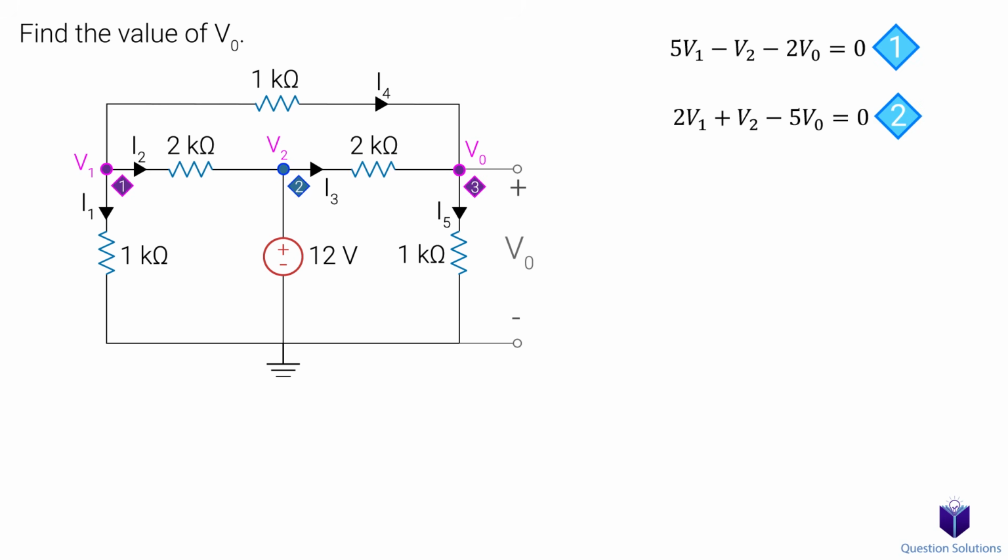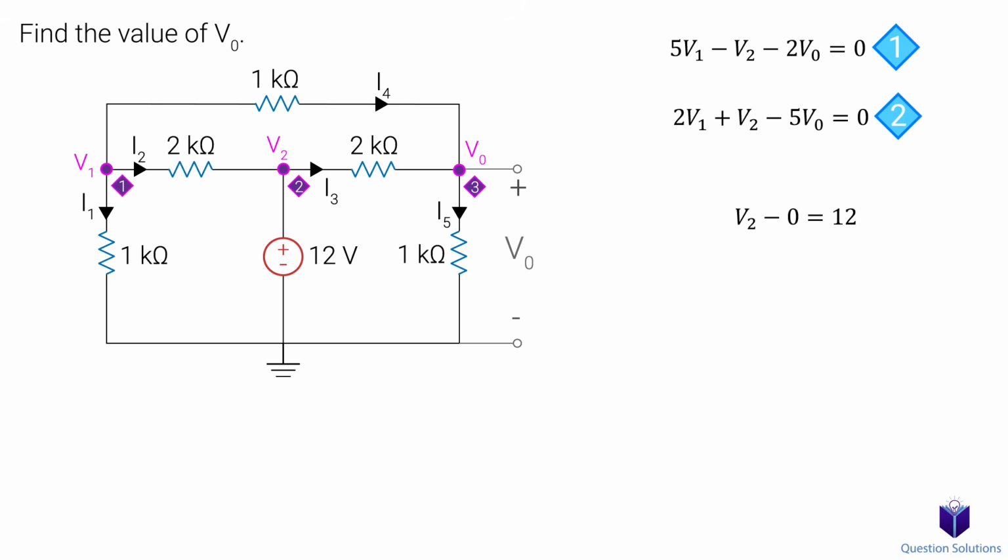Let's go back to node 2. What can we say about the node voltage of node 2? Notice how it's directly connected to the positive side of our 12-volt source. That means the voltage difference between node 2 and our ground is exactly 12 volts. We can write that like this.